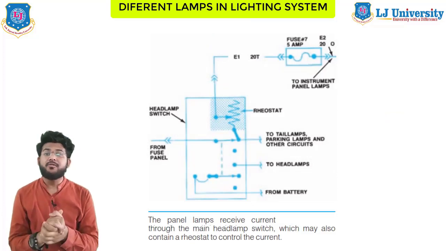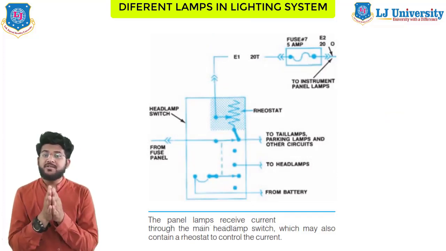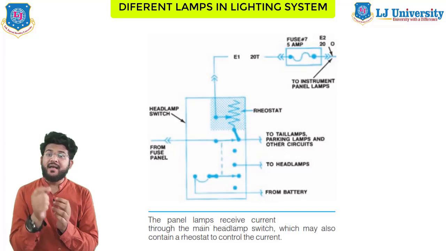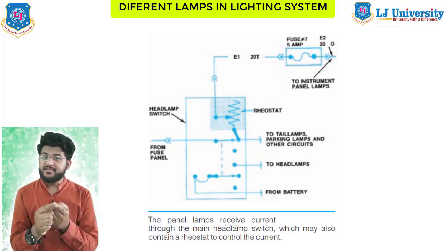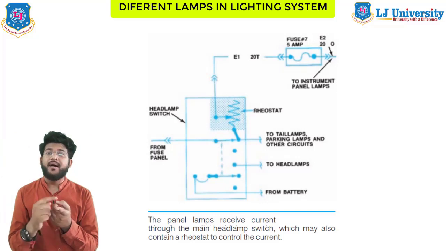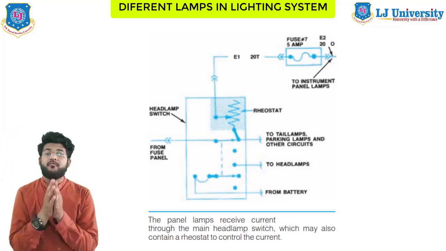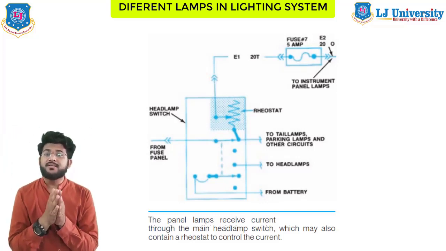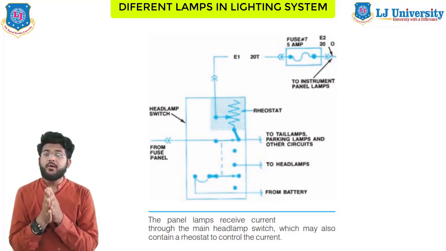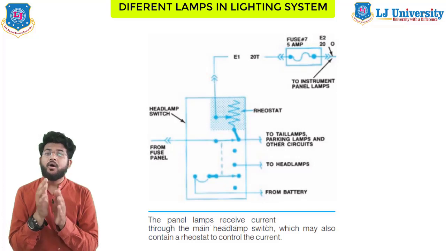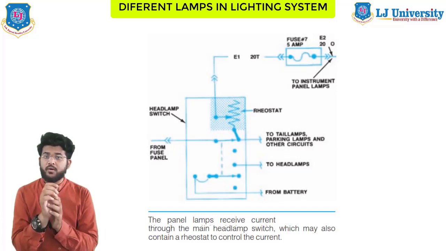So let's see first about the instrument panel. The lamps within the instrument panel can be divided into three categories. First, indicator lamps, second is warning lamp, and third is illumination lamp. Now we have seen that some circuits such as high beam headlamps and the turn signal lamps include an indicator mounted on the instrument panel.